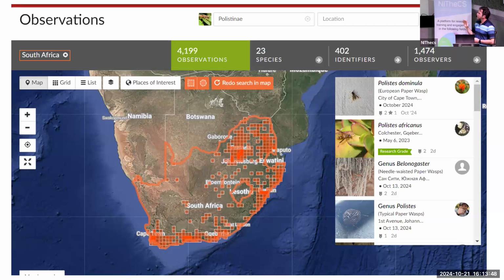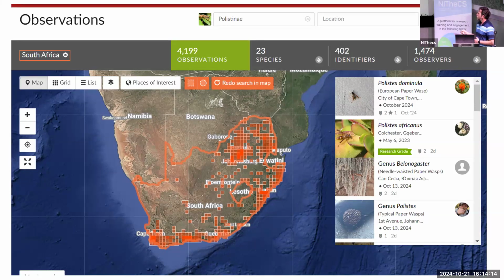So I've talked about the USA and South Africa. If we just look at South Africa, observations are only 4,200. Remember, we looked at almost 170,000. So we need a lot more observations on this group. It's only 23 species, and not that many observers.